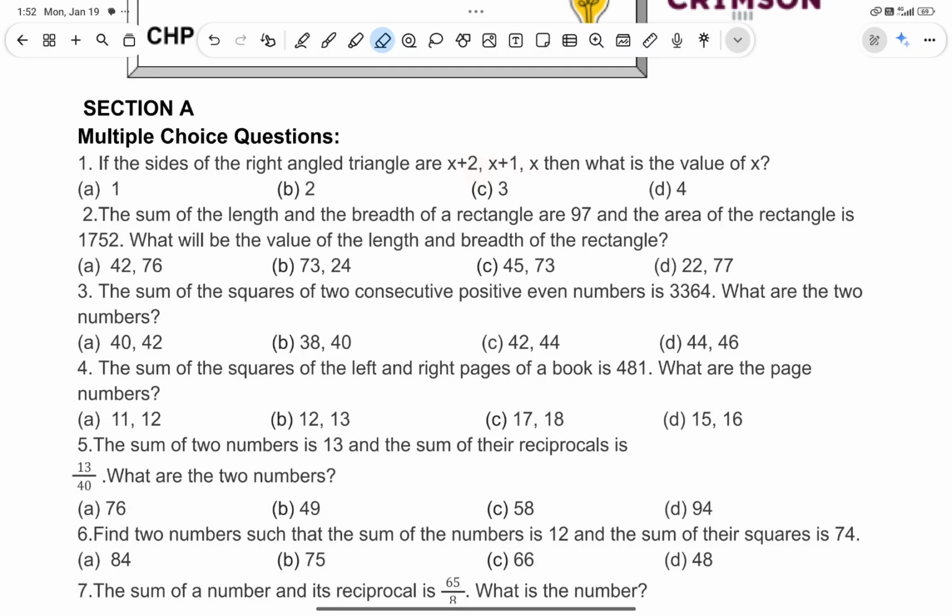Hello students, today I have uploaded the quadratic equation chapter model questions. These model questions are very important for the board exams, 10th class CBSE. This model paper contains MCQs, assertion and reasoning, case based questions, 2 marks questions and 4 marks questions. See, this is the first section, multiple choice questions.